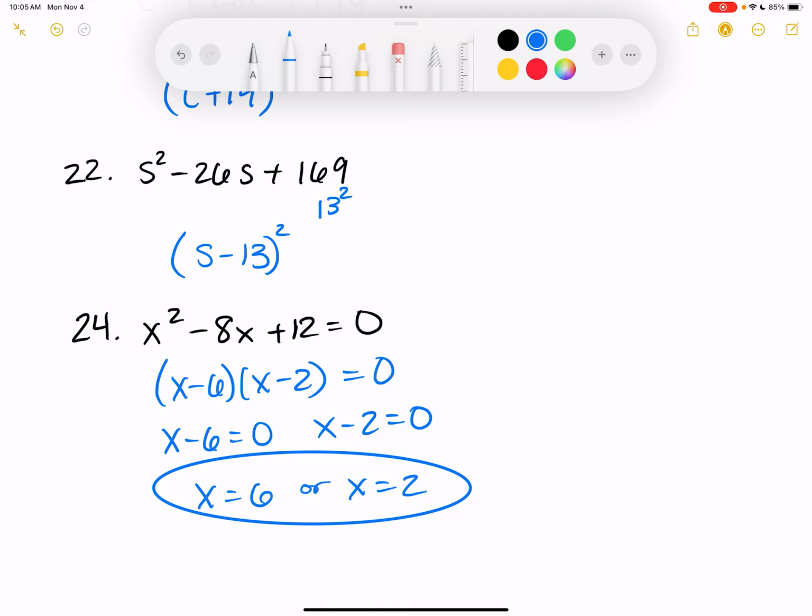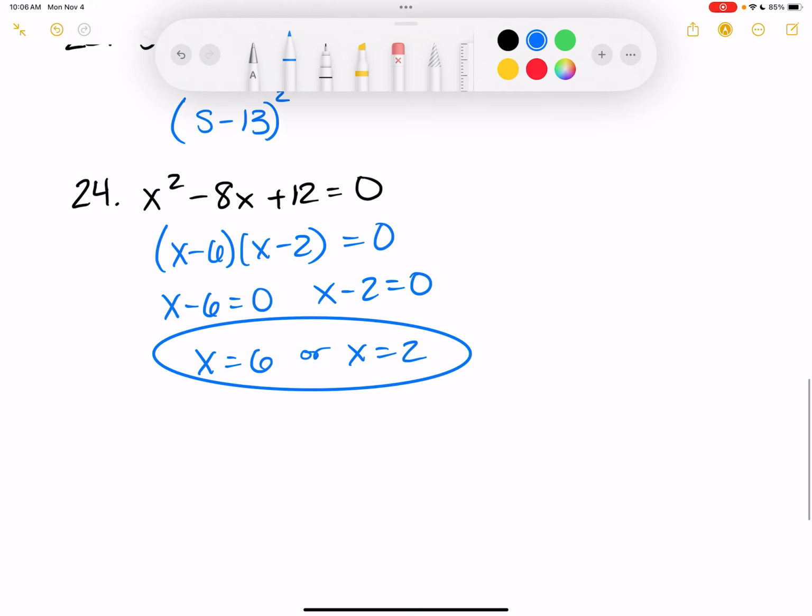Or is it and? Wait, when would it be? It can't be both at the same time. X can't be 2 and 6. I feel like I remember last year we had something that had to do with and. That was inequalities, and that was like 2 weeks ago. I'm sure it was here 2 weeks ago.